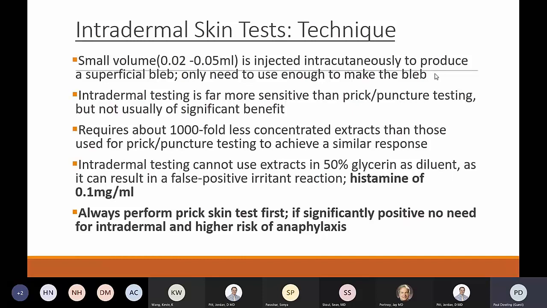And there's studies out there, maybe Dr. Nelson, when he talked about immunotherapy with you, I think last month or the month before, talked about some of the studies that he did where they've looked at people that had basically limited positives on prick skin testing, but only had positives on intradermal, and that they really didn't benefit when they did a trial of immunotherapy for some of those people.